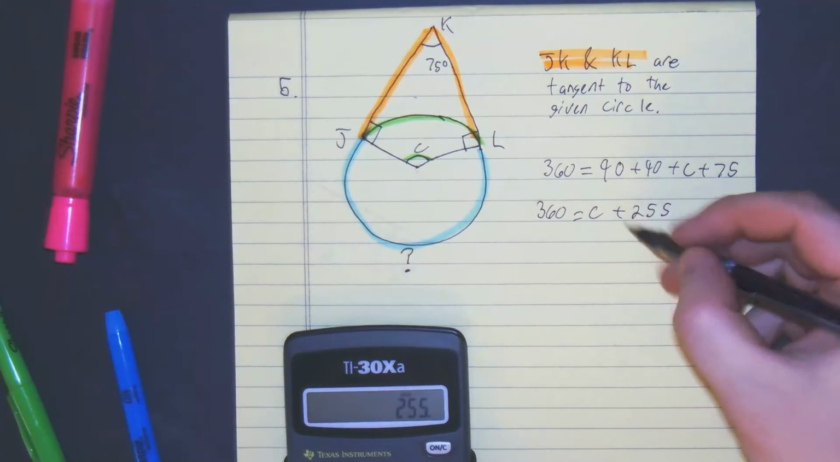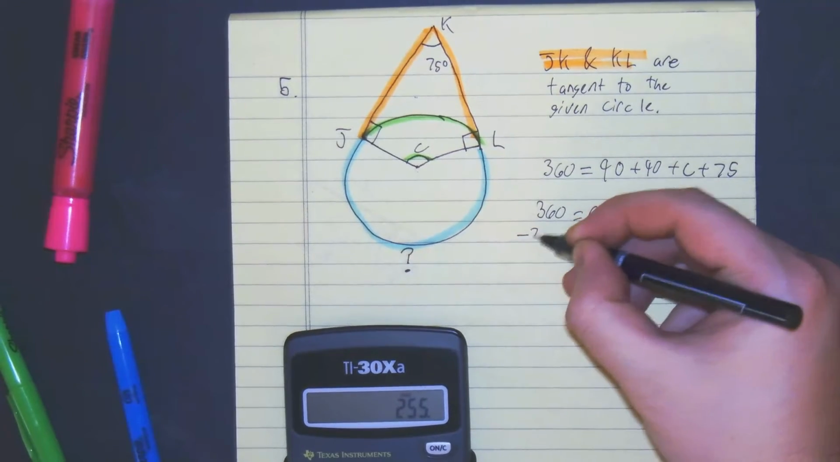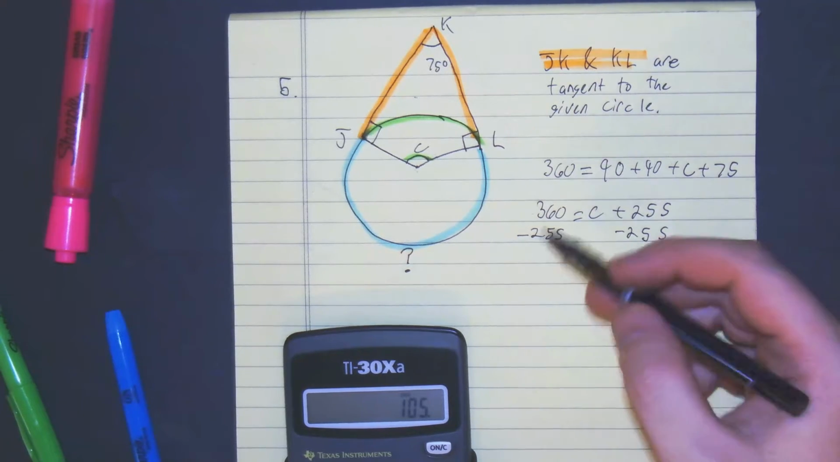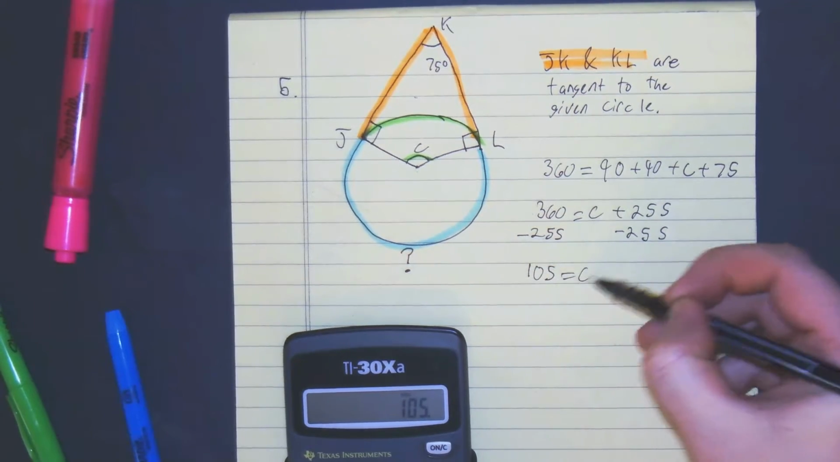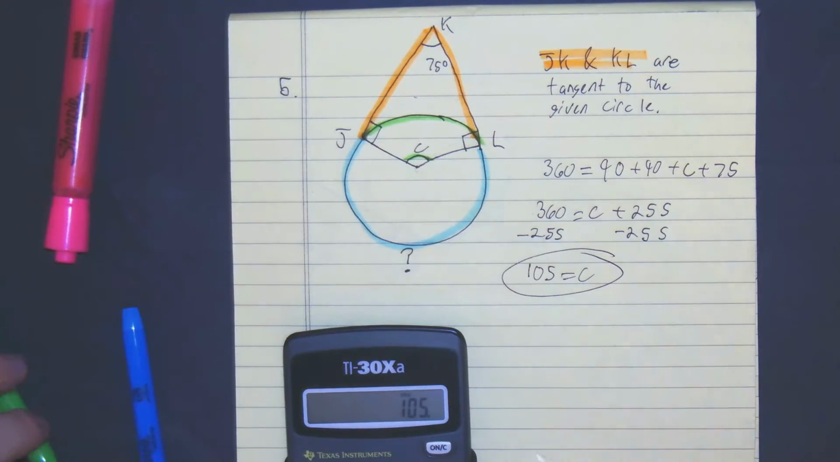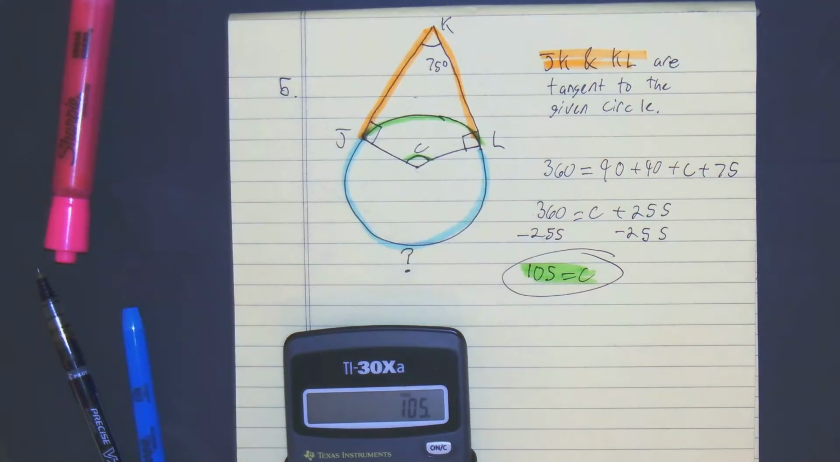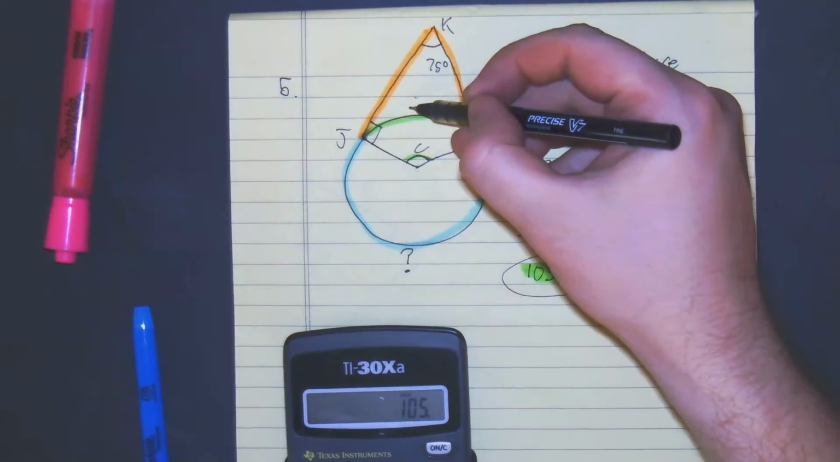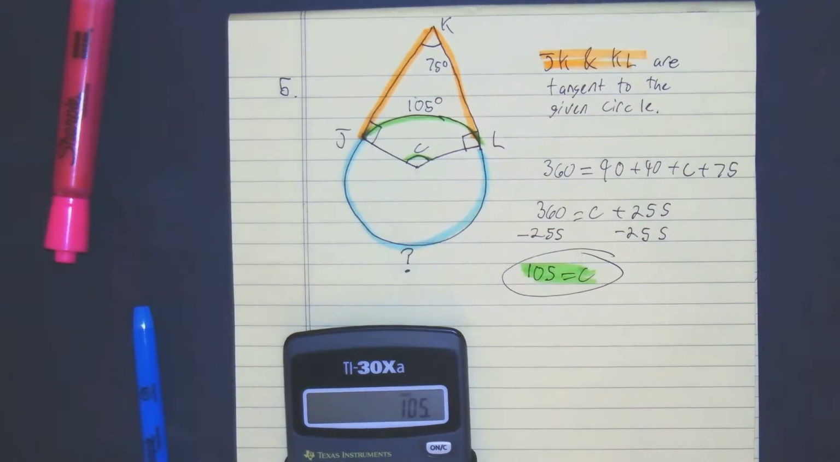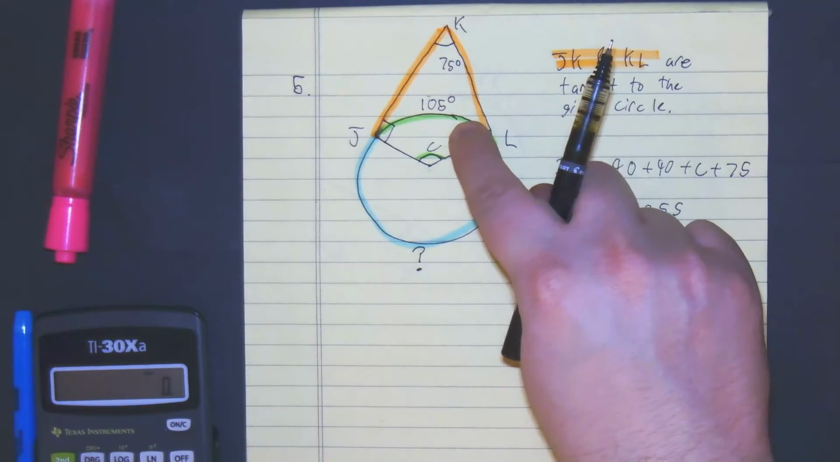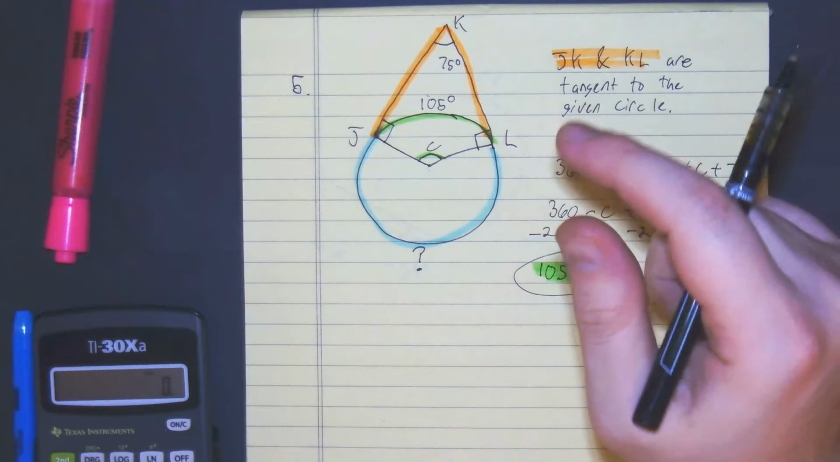Then the inverse of addition is subtraction. We get right here 105 equals C. So we get 105 degrees for C. So we got 105 degrees right here. Well, we'll do it the long way, but then I'll show you what you could also do here. So we have an outside angle, we have the small arc, now we need to find JL.